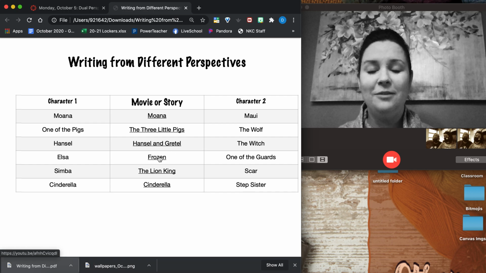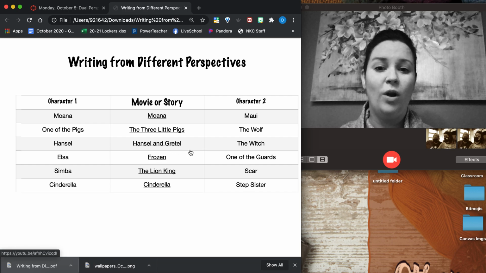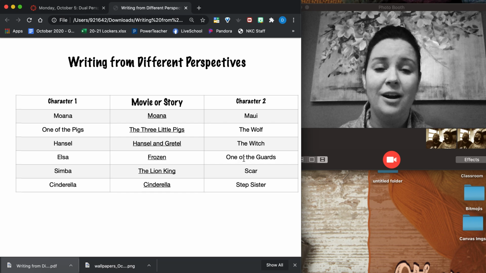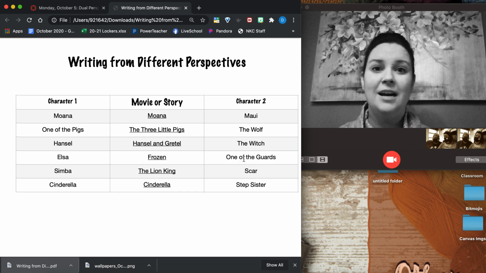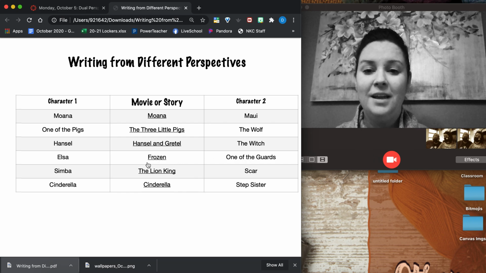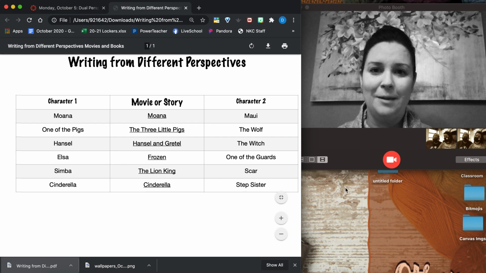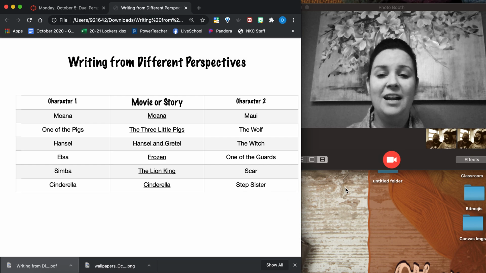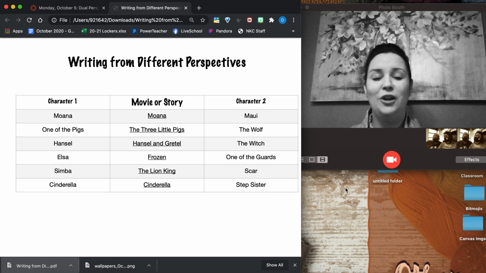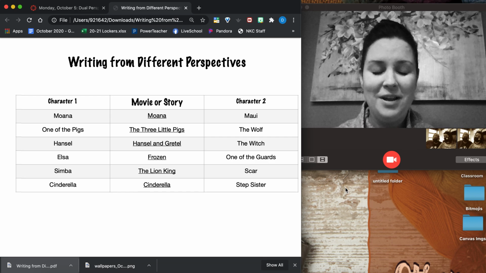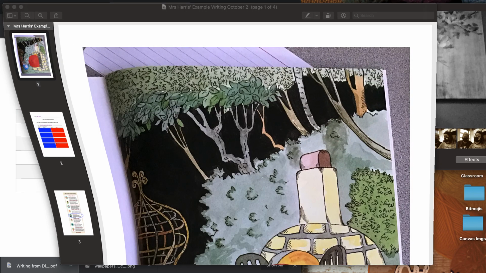Then we have Frozen. We have Elsa versus one of the guards whenever they're coming up to her castle on the north side of the mountain. And then we have the Lion King from either Simba's perspective or Scar's. And then Cinderella, or one of the stepsisters. Of course, this is just kind of a suggestion, but the goal is for you to be writing from another's perspective. So let me show you my work.